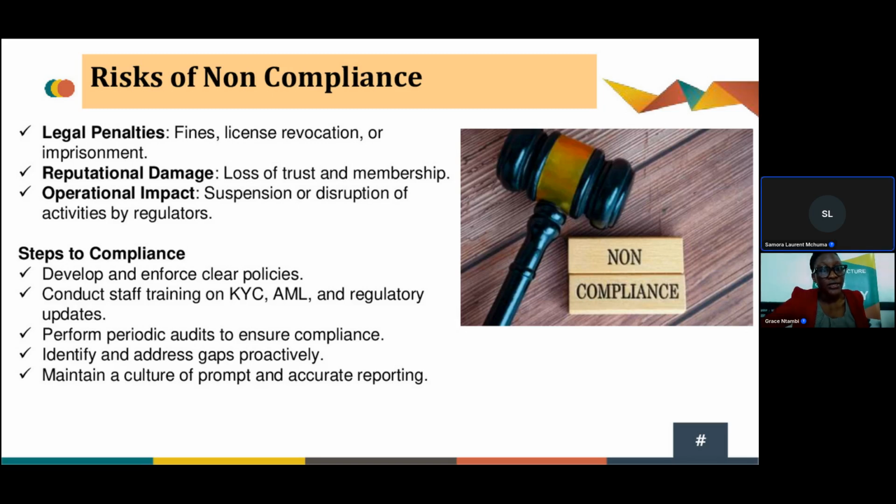Other than that, the risks of non-compliance, as I had talked about before, are legal penalties, fines, license revocation, or imprisonment. In Tanzania, fines go directly with imprisonment. All these three, it's not either or, it's more of and. So you have a fine, you have a license suspension, and then you're imprisoned. If it's a natural person, you have not less than 20 years and not greater than 30 years.